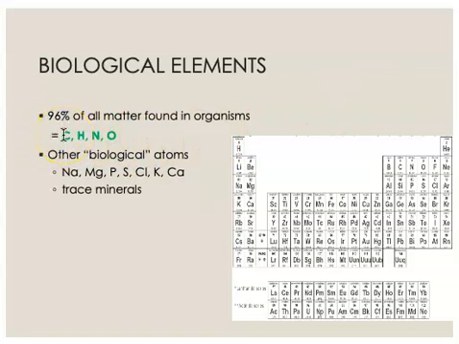I've got the symbols here: carbon, hydrogen, nitrogen, and oxygen. Now, of course, there are lots of other elements that show up in living cells, other biological types of atoms. But remember, 96% of living matter contains just these 4. So it's important for us to understand how those 4 elements function, chemically speaking.